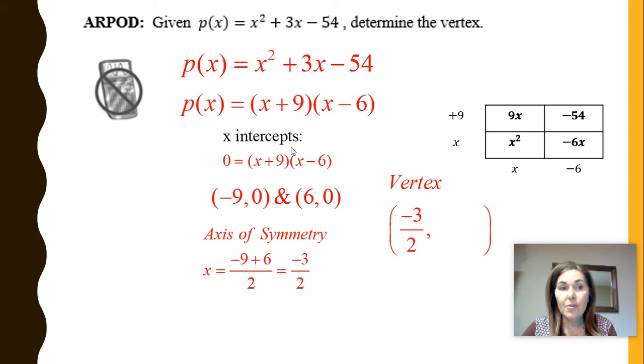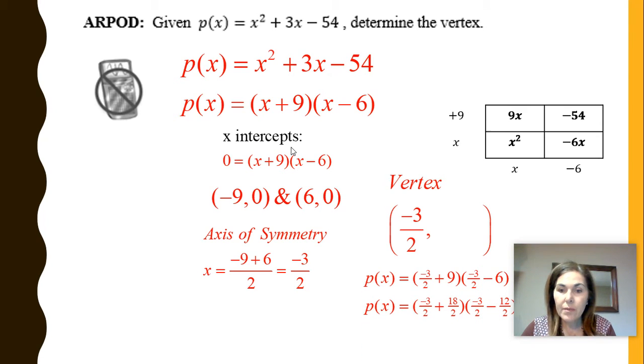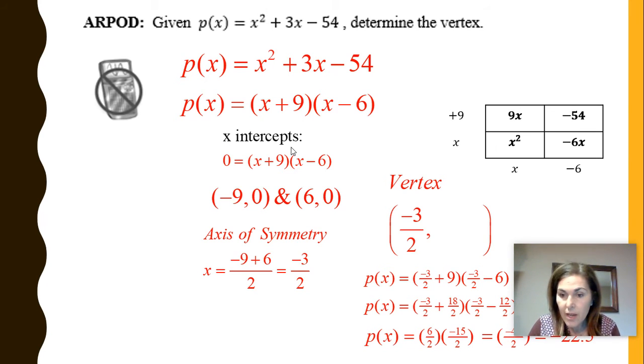Because I am trying to do this without a calculator, I'm going to go ahead and plug it into the factored version. So negative 3/2 plus 9 and negative 3/2 minus 6. To add those fractions with different denominators is more of a challenge. So I'm going to convert the 9 to 18 over 2, and I'm going to convert the negative 6 to negative 12 over 2. That gives me positive 6 over 2 times negative 15 over 2. And the 6 and the 2 cancel, giving me a 3. So that's 3 times negative 15, or negative 45 over 2, which is negative 22.5. So the vertex is at negative 3 over 2, comma negative 45 over 2.